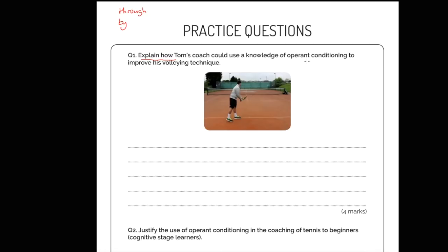Explain how Tom's coach could use a knowledge of operant conditioning to improve his volleying technique. So we want to apply it to volleying in this case, so we want to give some examples of that, but how could operant conditioning actually be done in that way?